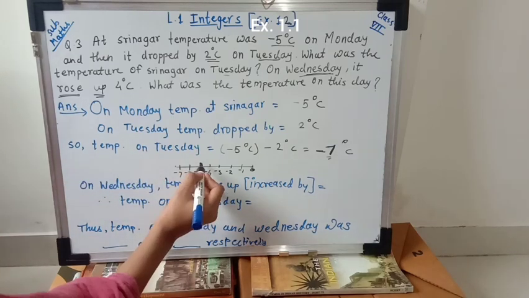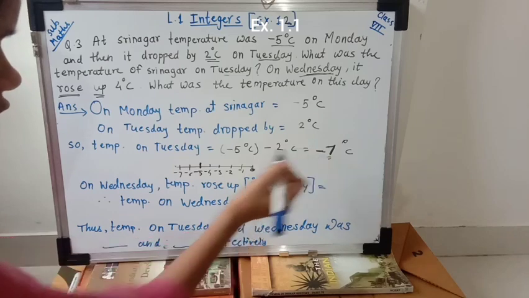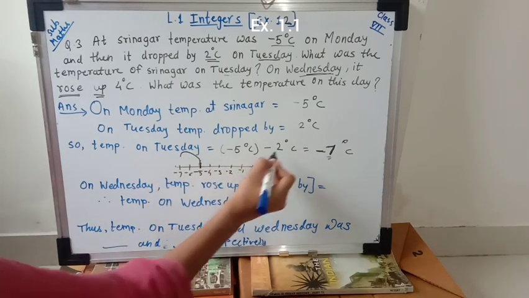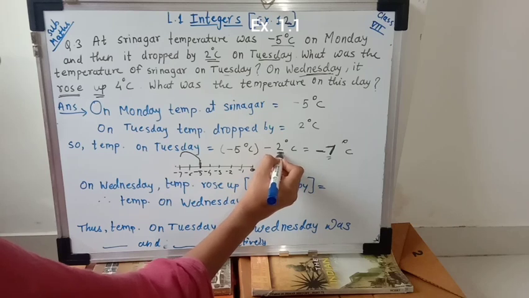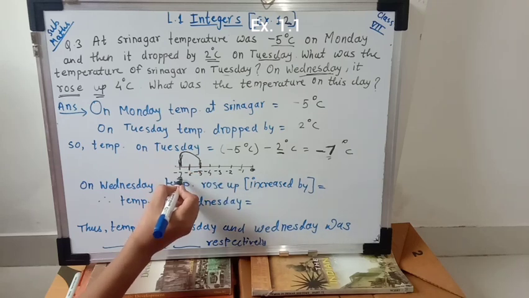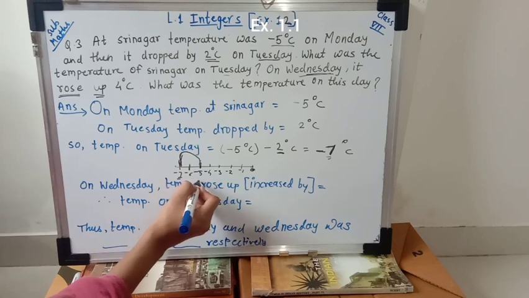Now here the temperature is minus 5 degrees Celsius. When we are doing subtraction, what do we have to do? We have to move from the right to the left side. The temperature dropped by 2 degrees Celsius, so we move 1 and 2 here. So here we got the temperature minus 7.